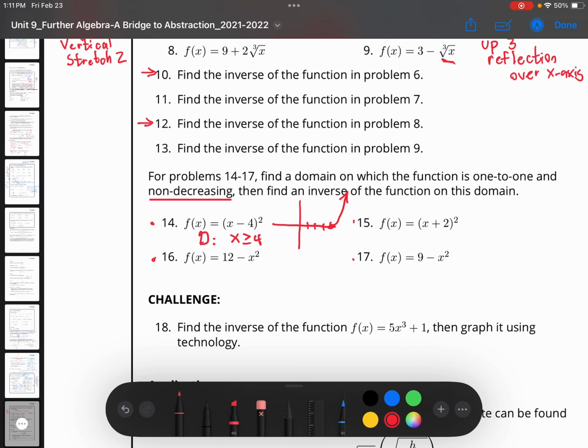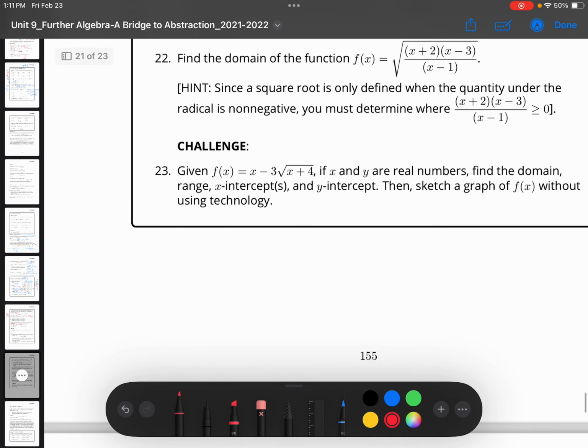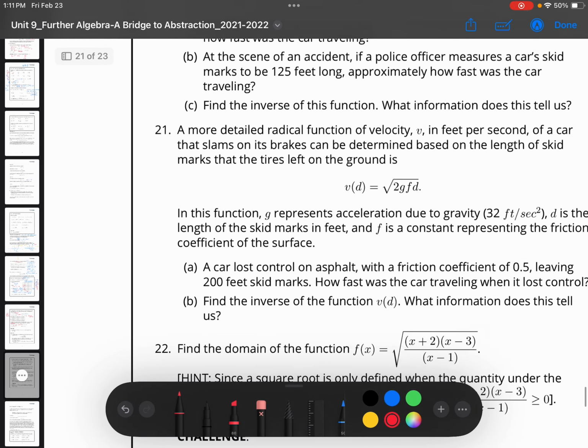And then at that point, I need you to just find the inverse, right? So see if you can find the inverse for 14 through 17 before part 2 of this lesson, which is when we're going to talk about 18 through 23. 18 through 22, really. Okay?